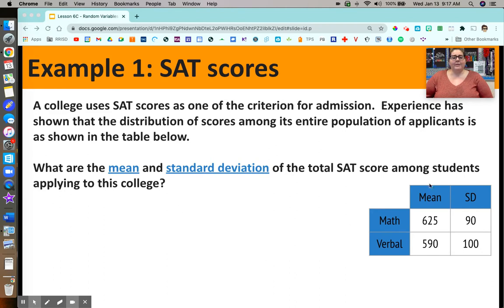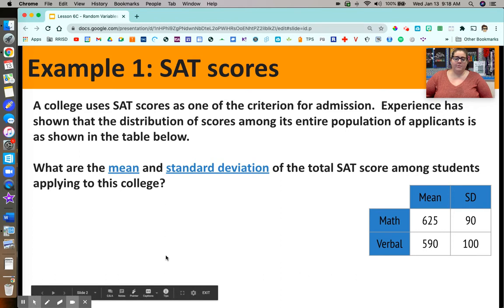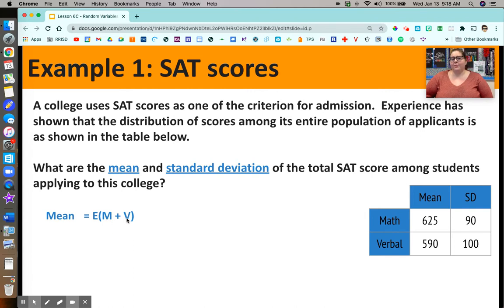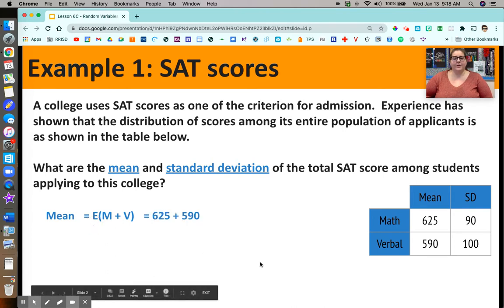So basically I would be adding together the math score plus the verbal score for each student, and I want to know the mean and standard deviation of all of those combined scores. So our mean, otherwise known as our expected value, of math plus verbal. Well, our combining rule when we're just adding two variables, expected value always does what you expect it to. So I'm basically just going to add the means. 625 plus 590, which is 1215.